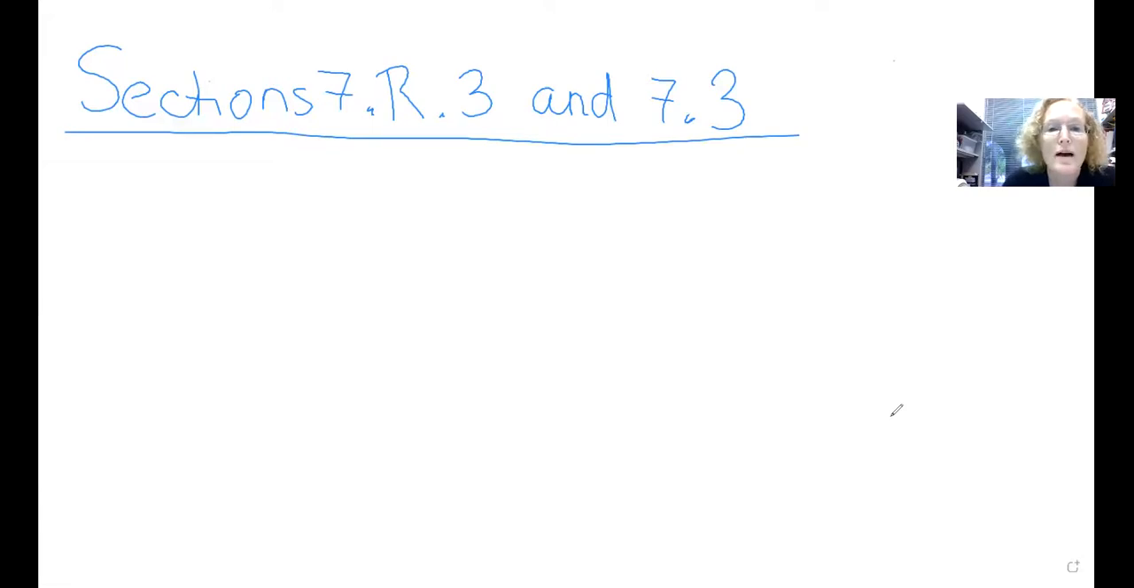So you have due tomorrow 2 sections, section 7.R.3 and section 7.3. This one can be fairly lengthy and they're very intertwined. So I'm not going to have any kind of distinction between one and the other. We're just going to kind of do some problems and you'll see them in one place or the other.